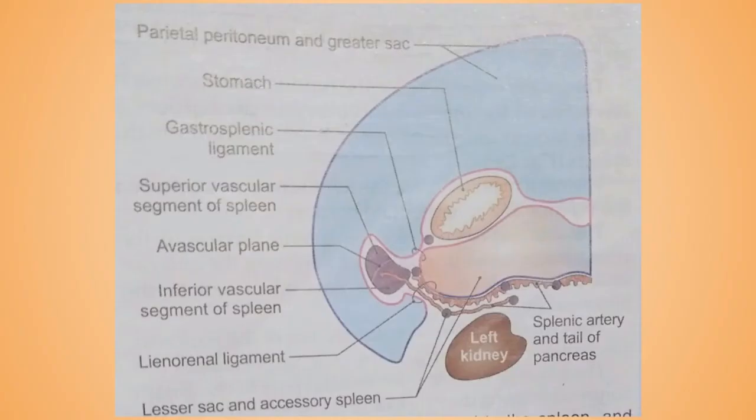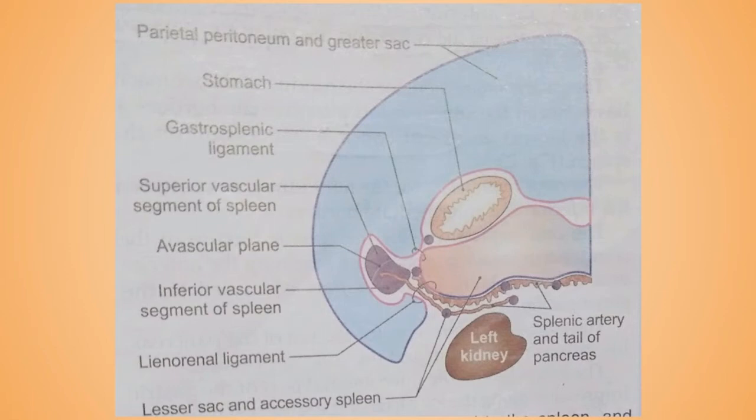Now the peritoneal relation of the spleen. Now first of all, the spleen is actually surrounded by peritoneum and suspended by the following three ligaments, mainly two and partly one we can say. First of all, the gastrosplenic ligament. It basically extends from the hilum of the spleen to the greater curvature of the stomach. It contains the short gastric vessels and associated lymphatics and the sympathetic nerves.